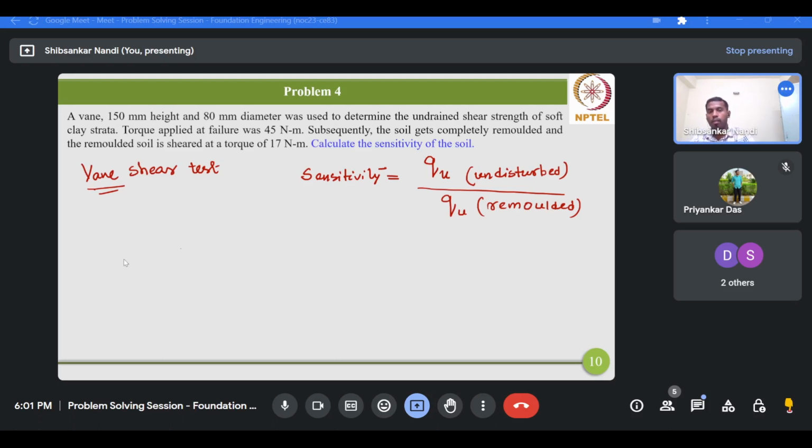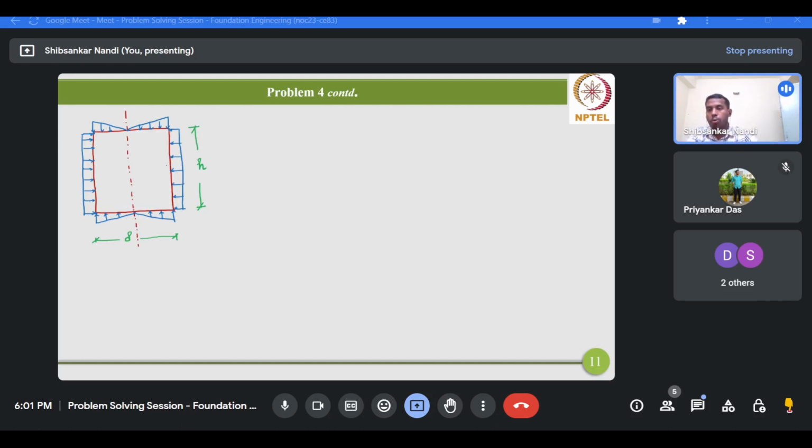Now how can you determine this unconfined compressive strength by performing this type of test? So for that, suppose this is the assumed shear stress distribution. Okay, so here I have drawn the assumed shear stress distribution along the periphery and at the top and at the bottom. Okay, so this is the assumed one for determining the undrained cohesion.